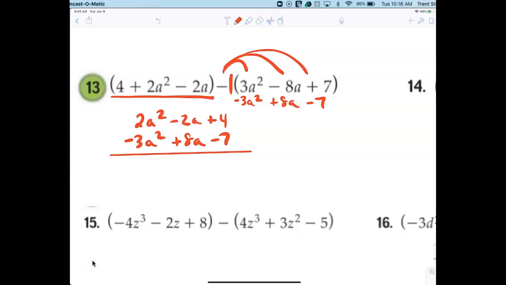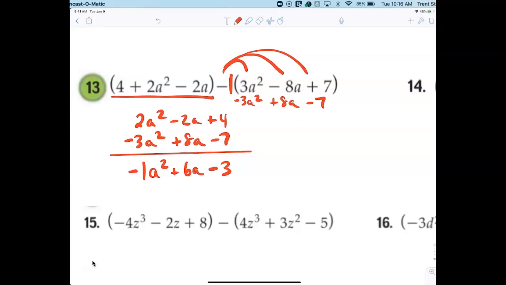So how many a squareds are there? That's right. See what I'm saying? You got it. Negative 1a squared. Then what? Help me. 6. What kind of 6? Positive 6a. Then what? Negative 3. That's my recommendation, guys. Line them up. We combine like terms.